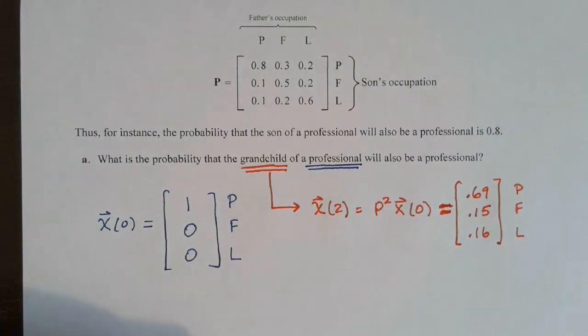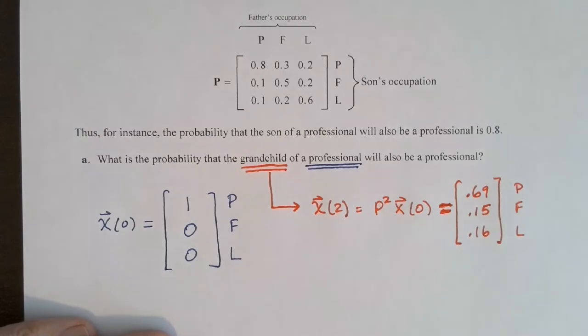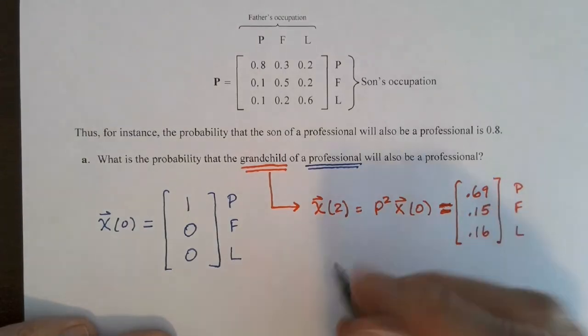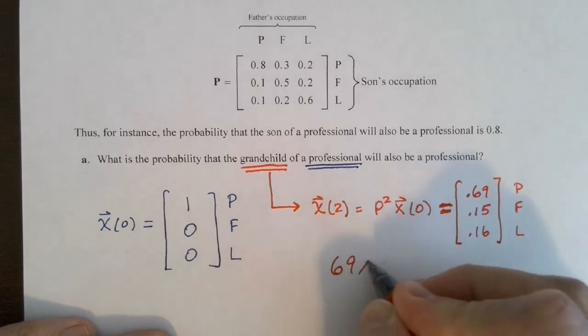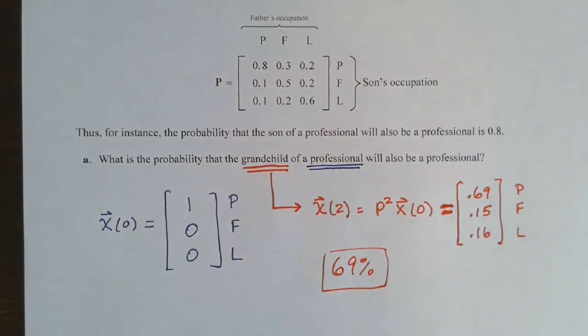So, what is the probability that a grandchild of a professional will also be a professional? Well, the probability that they'll also be a professional is what? 69%. 69%. Right? So you can imagine this is very useful.